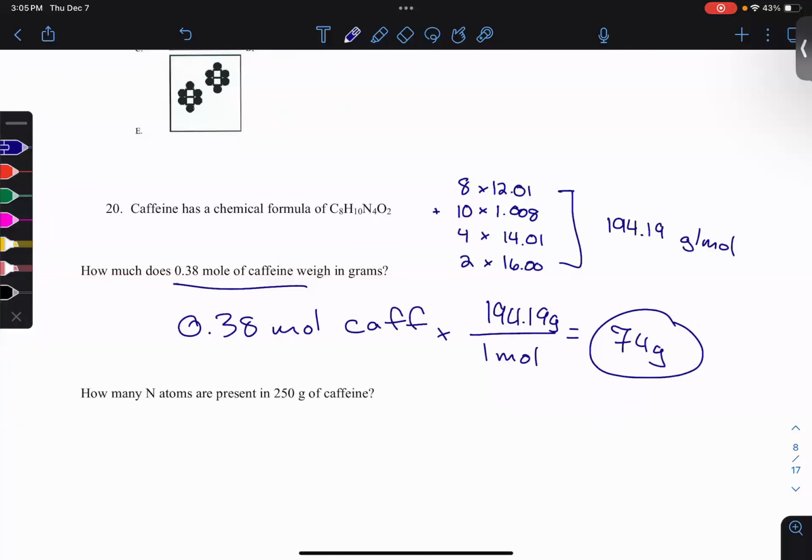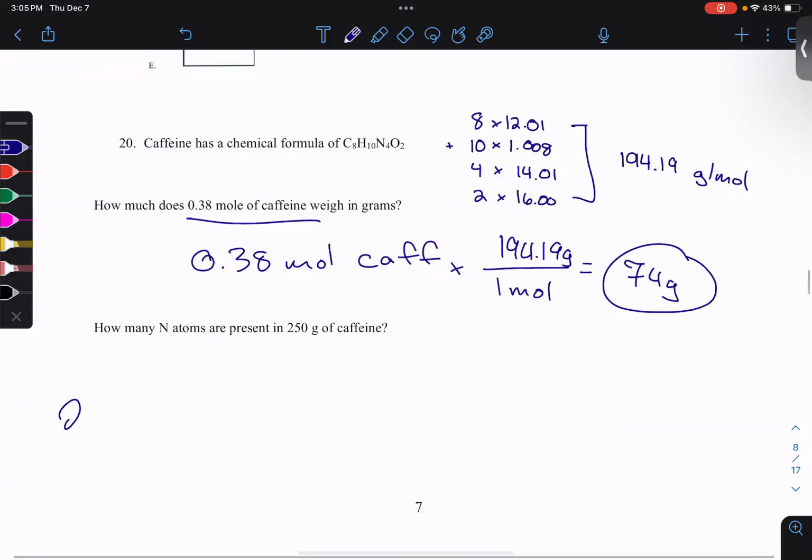Okay, that's the easy one. So let's do this one. How many nitrogen atoms are present in 250 grams of caffeine? All right, so this one's a little bit harder. We're going from the gram realm to the particle realm, but there are actually more steps here. So we have 250 grams of caffeine.